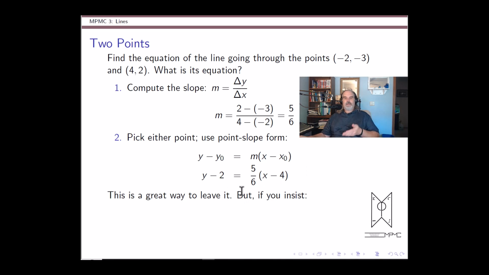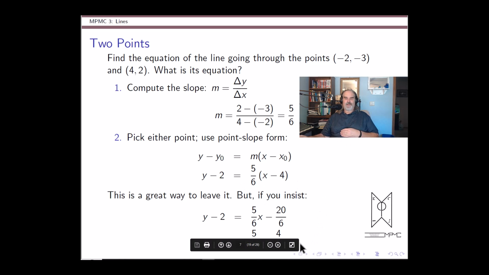Okay. But if you must go to y equals mx plus b, right? Some simplifying. Whoops. I accidentally triggered the video editor counter there. I'm going to wait for it to go away. There it is. So 5/6x minus 4/3.